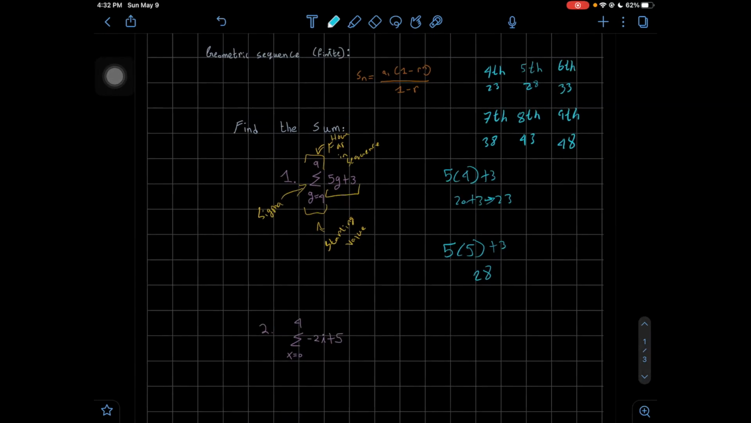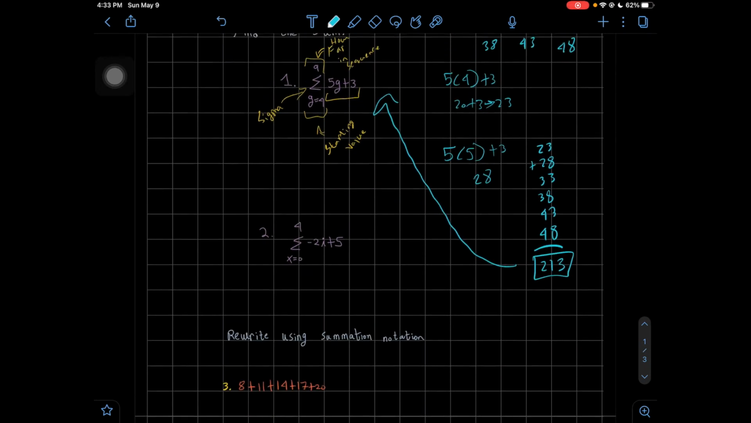Now let's add all these numbers together. So we have 23 plus 28 plus 33 plus 38, 43, and 48. Once adding all these numbers together, we should get a grand total of 213, and that is going to be our answer for number 1.